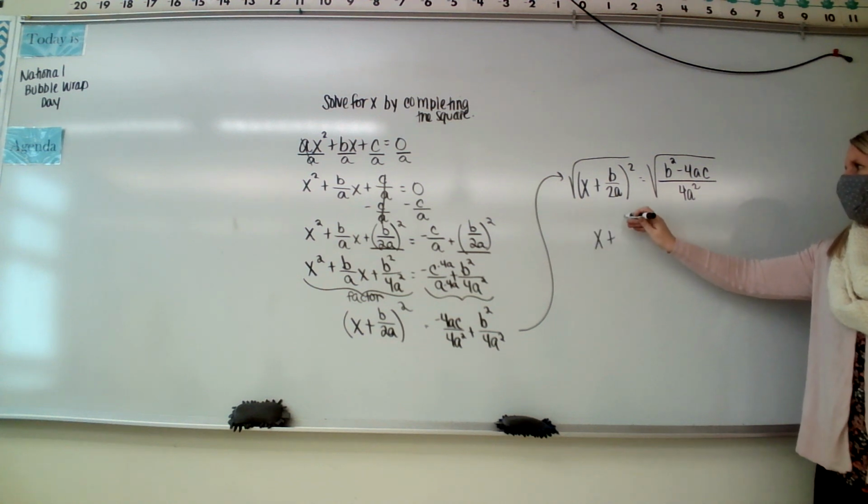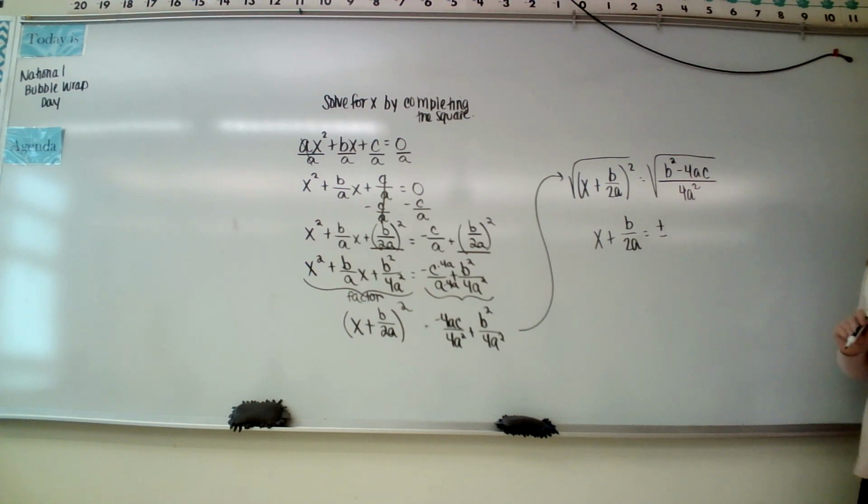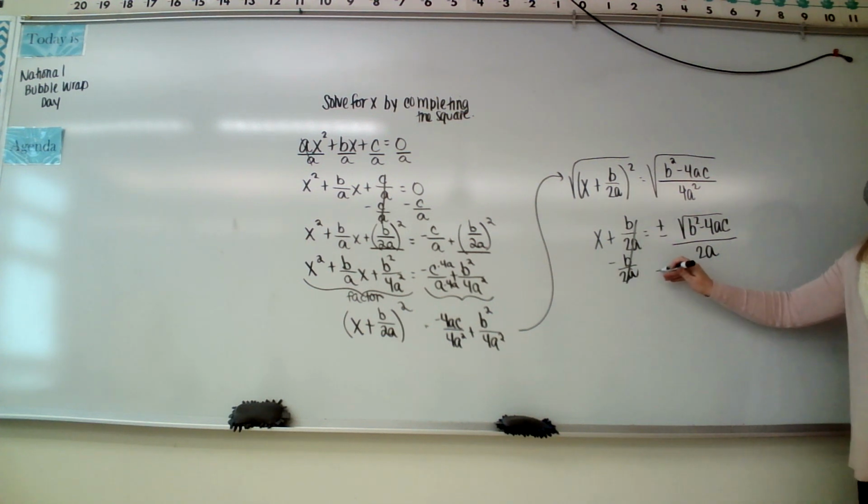x plus b over 2a equals plus or minus. I can't do anything to the numerator, so it just stays as the square root of b squared minus 4ac. I can take the square root of the denominator though, so that's why I have it on its own, because that's a perfect square, and the square root of that's just 2a. All I have to do is move this constant over here.